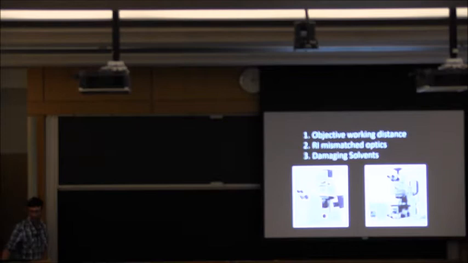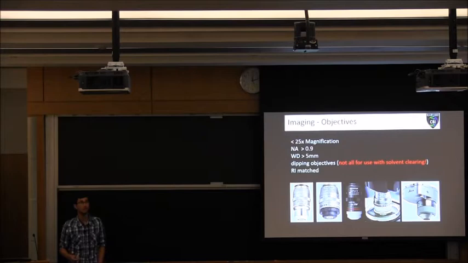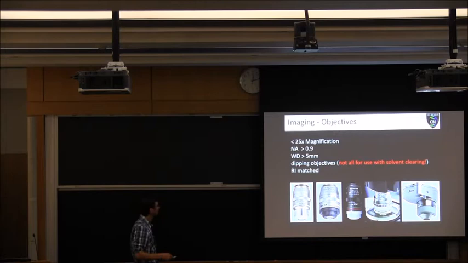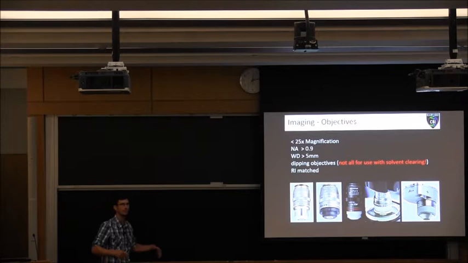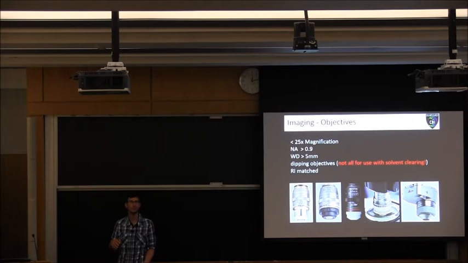The next thing is, we're now lucky enough that because tissue clearing has been around for a while, there's now a wide array of objectives available for imaging in these cleared solutions. What they all have in common is fairly low magnifications, so this means you can image a fairly large area, which is great. They're very high resolution objectives, they all have numerical apertures above 0.9. Most importantly, they have really long working distances. So we can go greater than 5 millimeters into a tissue when imaging with these objectives.